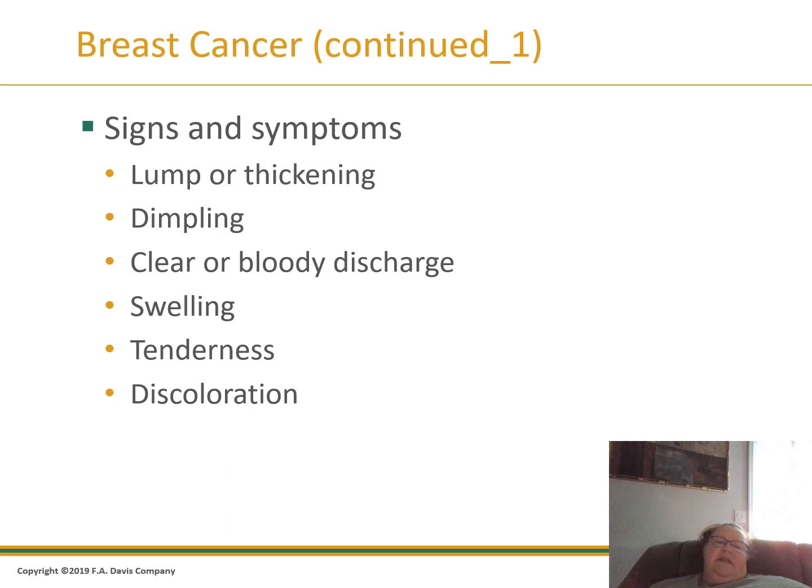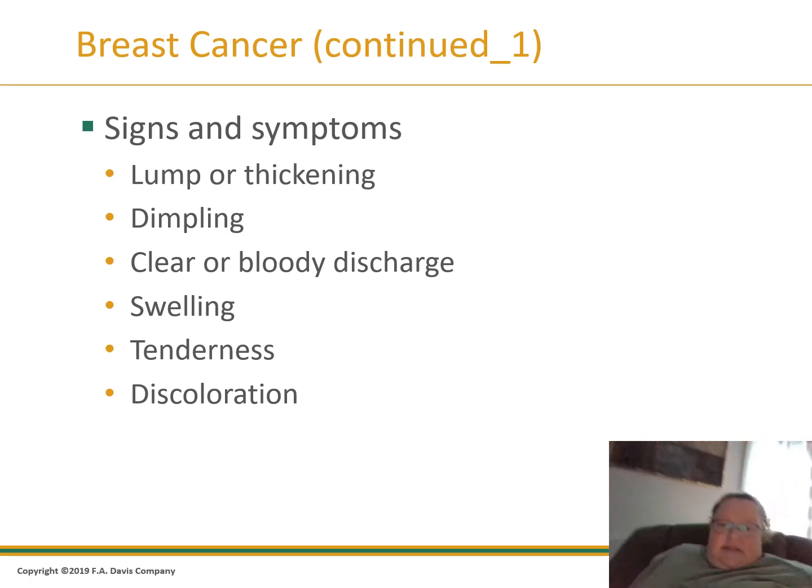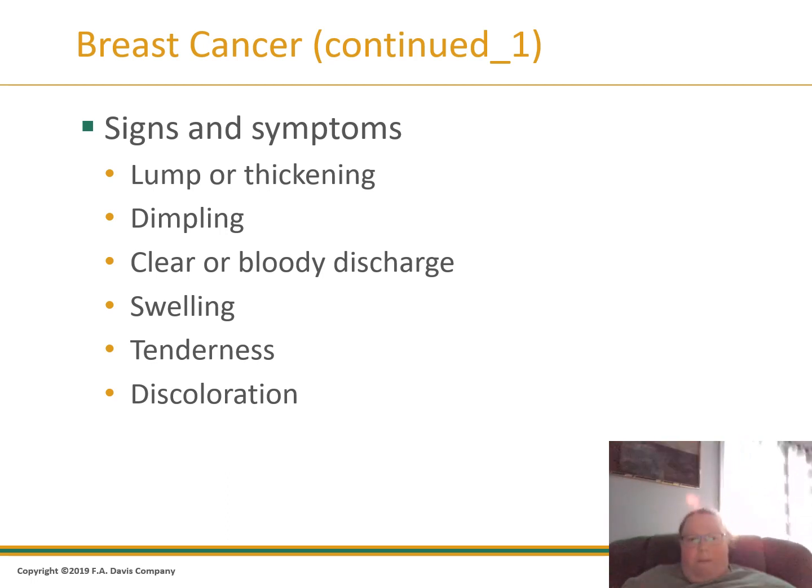Signs and symptoms are lump or thickening of the breast tissue, dimpling, clear or bloody discharge, swelling, tenderness, discoloration. Oftentimes there's no pain. That's the scary part about breast cancer. Sometimes if there's pain, that's probably a good sign, is what I've heard in the past.